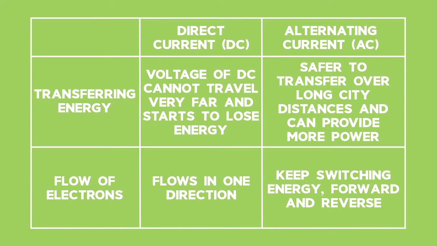Let us look at a comparison between AC and DC current. When looking at the table of comparisons, we can see that AC definitely has an advantage over DC in the fact that it can travel over large distances safely. AC also provides more power than DC.